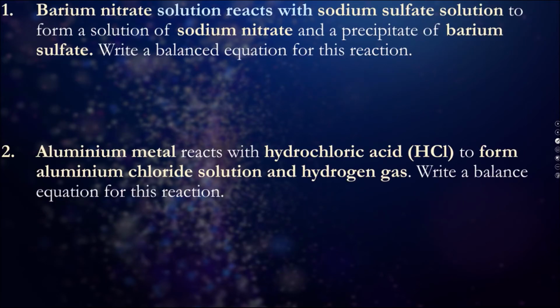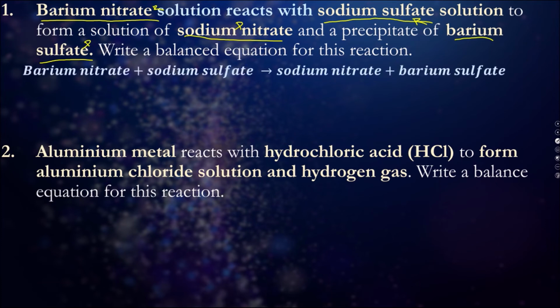Okay, so we have barium nitrate reacts with sodium sulfate, and forms a solution of sodium nitrate and a precipitate barium sulfate. So I know that barium nitrate is a reactant, sodium sulfate is a reactant, sodium nitrate is a product, barium sulfate is also a product. So if I put these together, barium nitrate plus sodium sulfate makes sodium nitrate and barium sulfate.